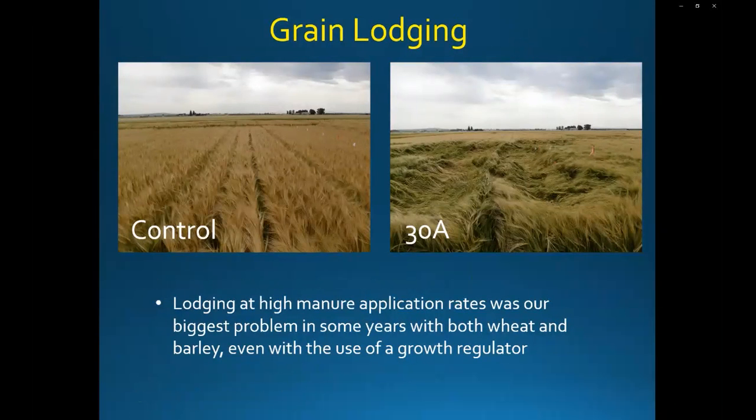So lodging was our biggest problem with the grain. You can see on the left, the control always standing up quite well, but with our high manure application rates, lots of times the entire plot would just be laid down. And we were actually using a growth regulator. So even when we used the growth regulator, we were not necessarily avoiding this lodging problem. And we believe that's part of why we have the lower yields in the higher manure application rate plots.